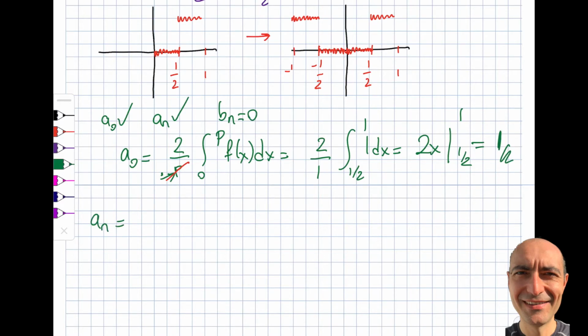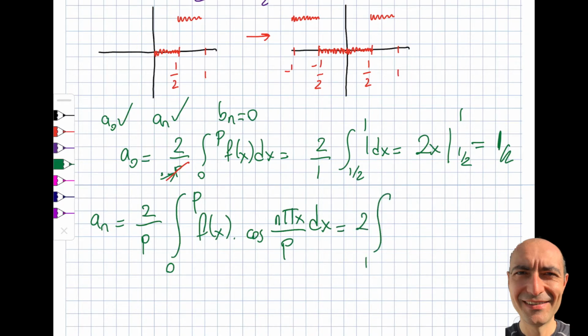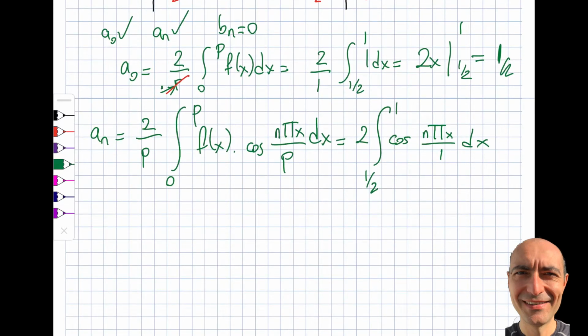How about an? It will be a little bit more involved, but still it won't be anything that surprises me. It's 2 times the integral of f of x times cosine n pi x by p dx. P is 1, so it becomes the integral from 1/2 to 1, because 0 to 1/2 is 0. f of x is 1, so I'm not going to write it. n pi x by p, p is 1. If I take the integral of it, this will become 2 by n pi sine n pi x, and I need to put this from 1/2 to 1.